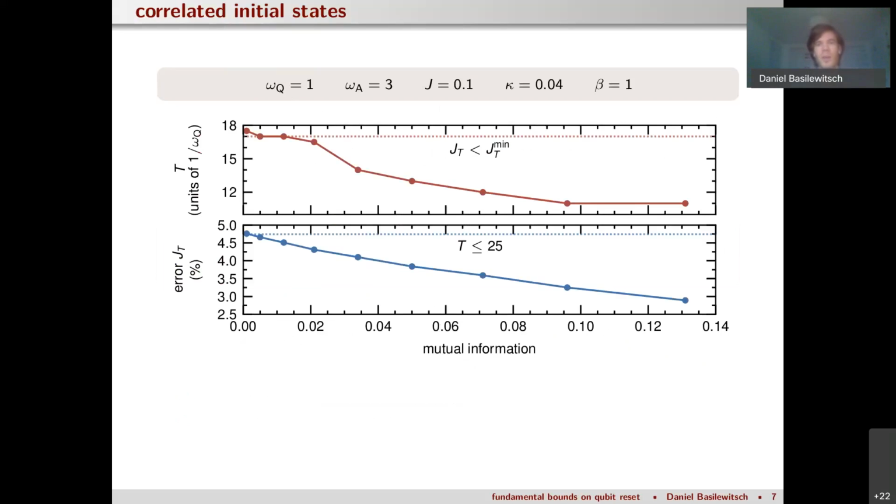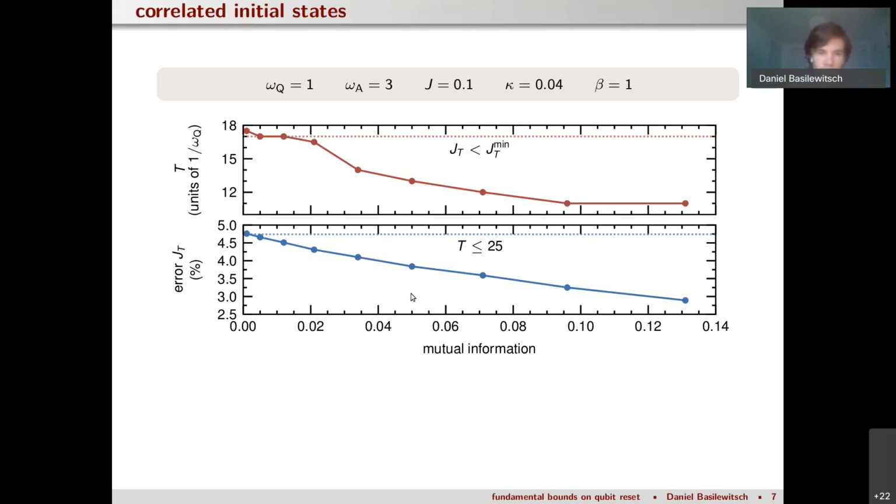And what I show you now in this plot are optimization results for two different kinds of questions that we asked. So we observed that we can reach errors that are below what we were able to with factorizing initial conditions. On the x-axis you see the increase of the mutual information, so it's an increase of the initial correlation strength. And in the top plot we asked how fast we can actually reach a reset error below the reset error that was given by the factorizing initial state. And you can see the more initial correlations you have, the faster you can actually reach that.